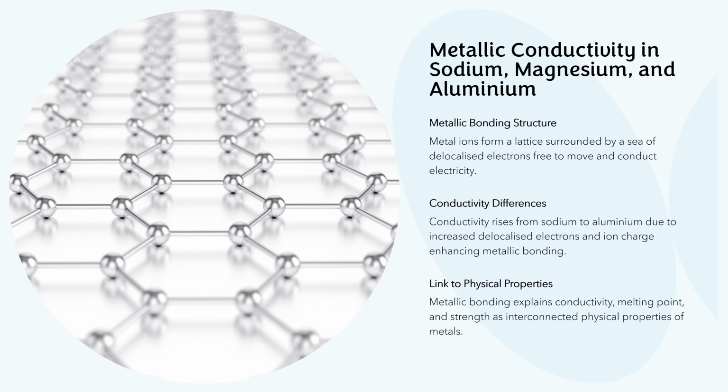positive metal ions are arranged in a lattice surrounded by a sea of delocalized electrons that are free to move throughout the structure. When a potential difference is applied, these electrons can flow and carry charge. Conductivity increases from sodium to aluminium because the number of delocalized electrons increases and the ions have a higher charge, leading to stronger attraction and a more robust metallic structure.